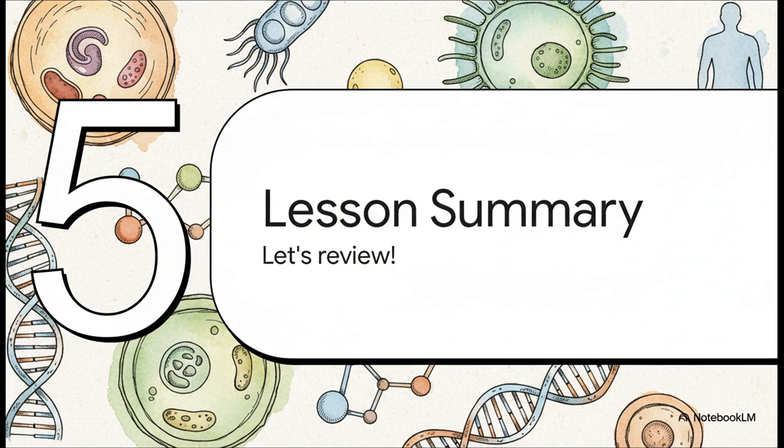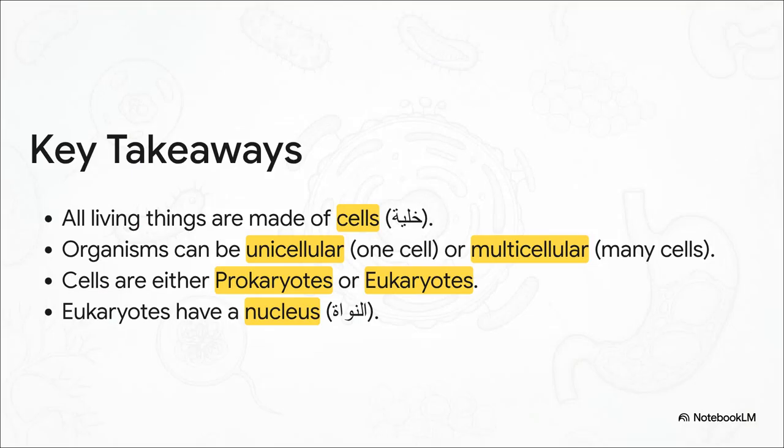You did amazing with those questions. Seriously, great work. So before we wrap up, let's just do a super quick summary of the most important things we learned today. Okay, so what do you absolutely need to remember? Number 1, every living thing is made of cells, or خلية. Number 2, things can be unicellular, just one cell, or multicellular, lots of cells. Number 3, there are 2 big cell families, prokaryotes and eukaryotes. And finally, number 4, the biggest difference is that eukaryotes have that special brain called a nucleus.